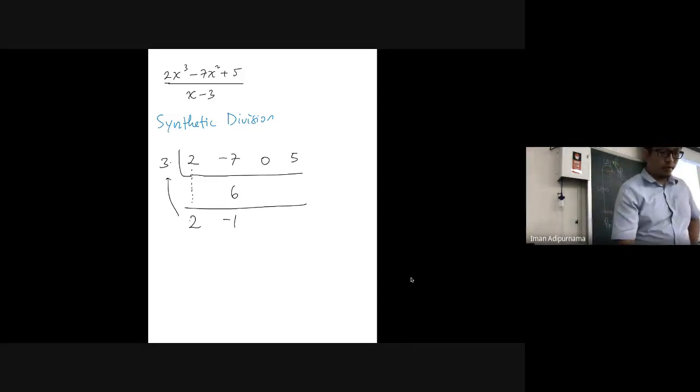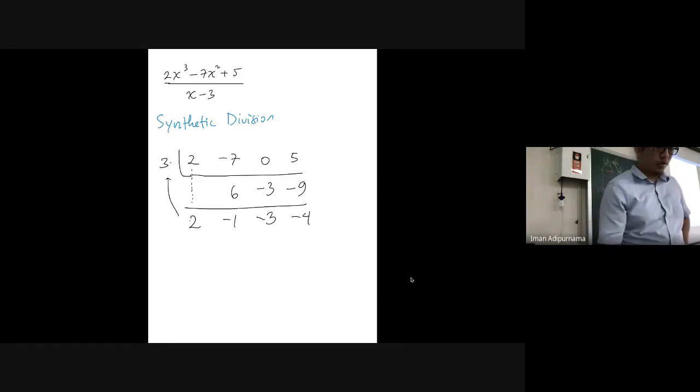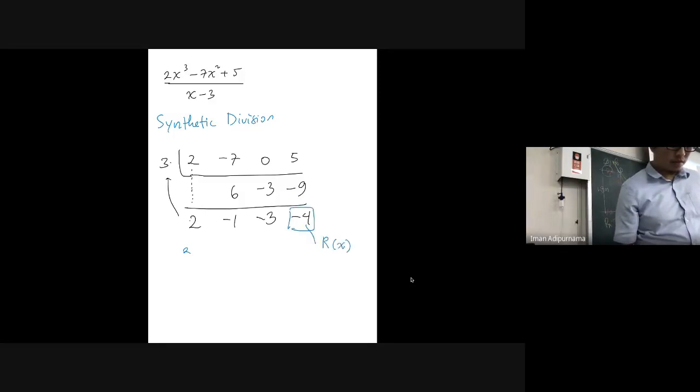It will be negative 3 right here. Plus, with negative 3, negative 3 and 3 become negative 9. And then plus. So you will have, this is 2. This part will be the remainder. This part will be the 2x squared minus x minus 3.